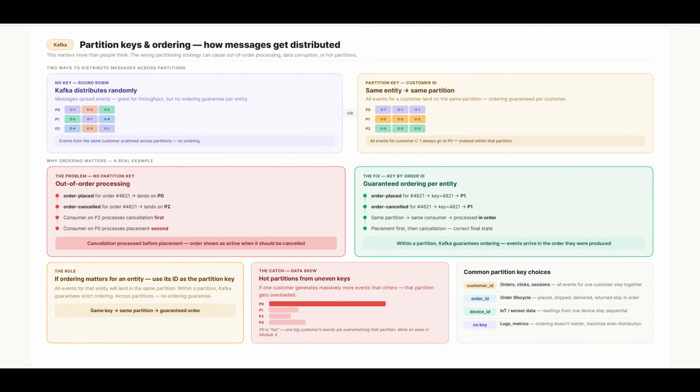But be careful, this is also where data skew can creep in. If one customer generates massively more events than others, that partition gets hot. We'll talk more about skew when we get to processing in Module 3.